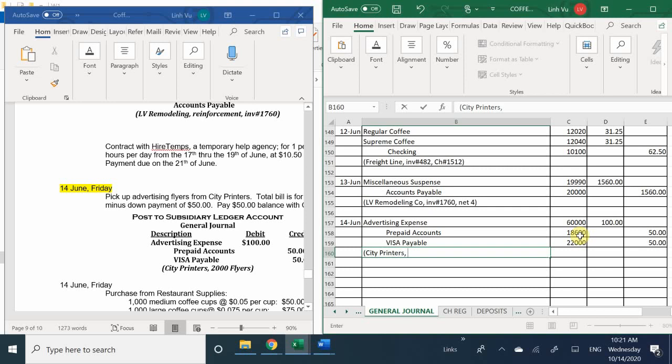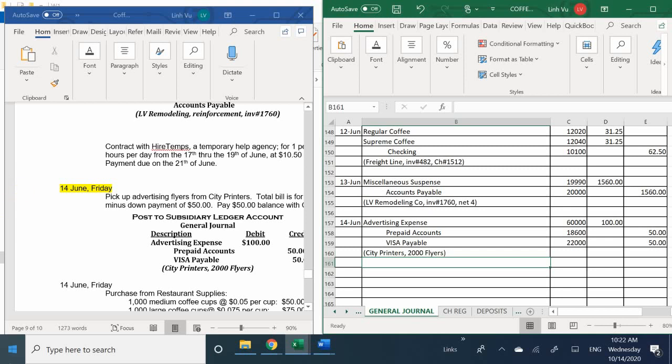Did I have an invoice or a sales receipt number? None, not that I'm aware of. Good. However, I can indicate that I did 2,000 flyers. I was just putting in a note, zero balance. Whatever you like, whatever makes sense to you. So here, again I put City Printers 2,000 flyers, and that should be enough for me to understand that transaction.